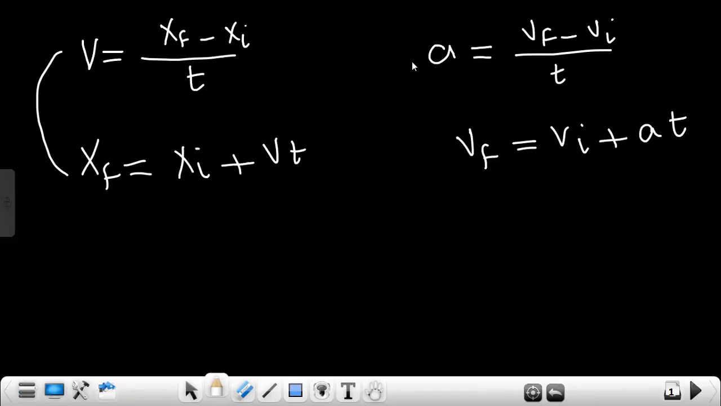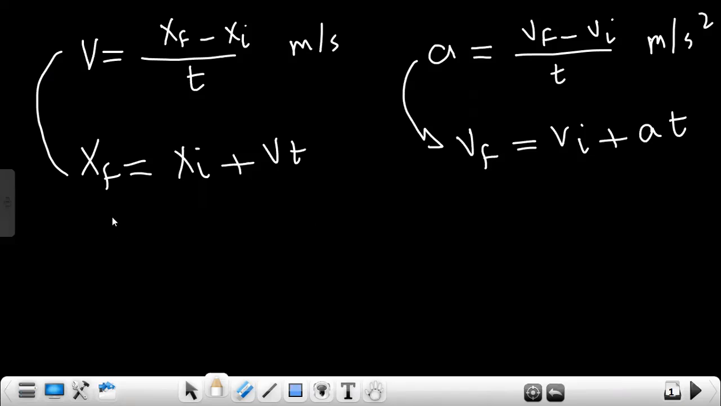Also the same thing we can do for acceleration. So the acceleration equals change in velocity over time, and the measuring unit is meter per second squared. Velocity is measured in meter per second. We arrange the equation we already did last period, so Vf equals Vi plus At.